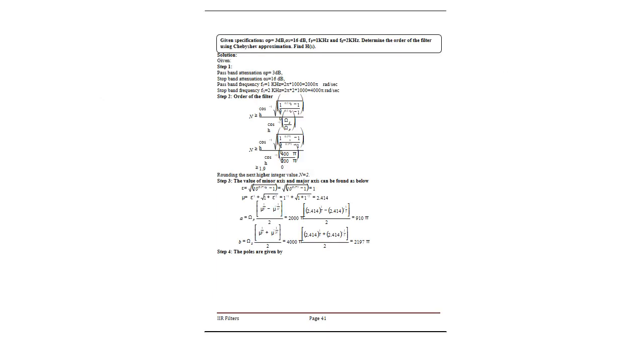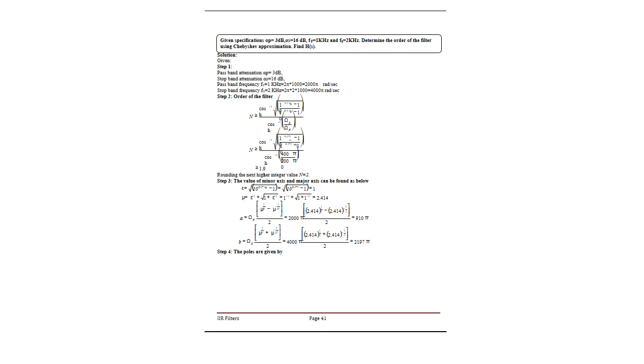So here, given the specifications: alpha p value is 3 decibel, alpha s is 16 decibel, fp is 1 kilohertz and fs is 2 kilohertz. Next, determine the order of the filter using the Chebyshev approximation. Find H of s.